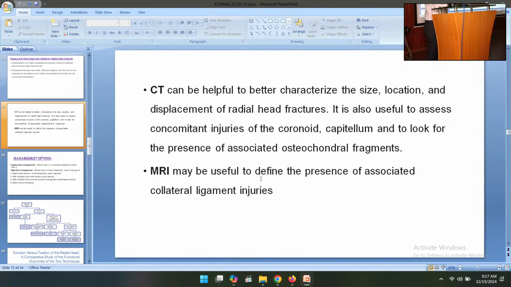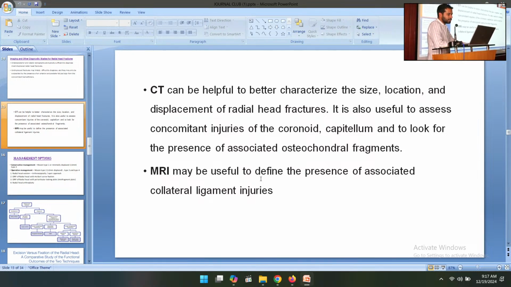CT can be helpful to better characterize the size, location and displacement of radial head fracture. It is also useful to assess concomitant injuries of the coronoid and capitellum and to look for presence of associated osteochondral fragments. MRI may be useful to define the presence of associated collateral ligament injuries.